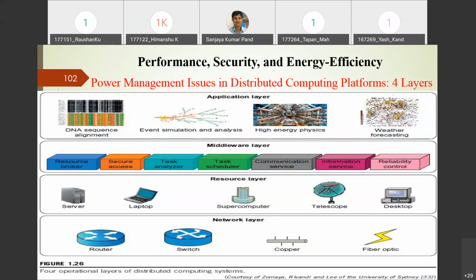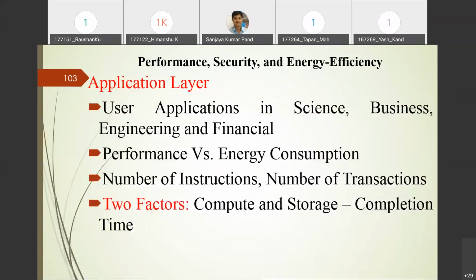See here, in the application layer, any kind of scientific application, engineering application, business application, financial application, where there is a requirement of maximum computational power, you can go for this resource management system, right? Because we cannot purchase that many computer systems. It is not possible to purchase billions of computers by a single organization. That's why we are relying on the cloud or grid.